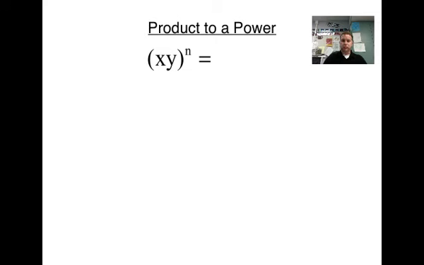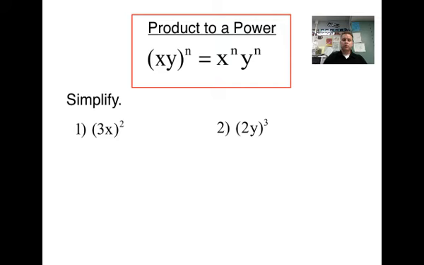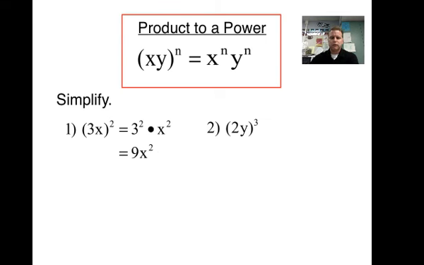Now, continuing on, same idea. If you have two things inside the parentheses, both are going to be to the nth power. So if I have the quantity 3x raised to the second power, it's going to be 3 to the second power, x to the second power. Everything inside is to the power. That parentheses means everything. So we'll get 9x squared.